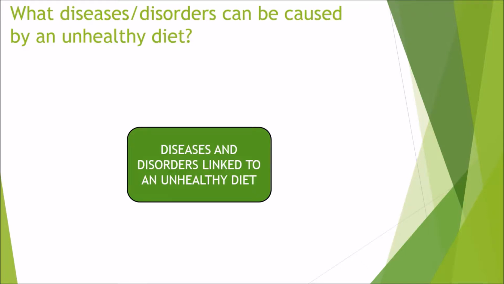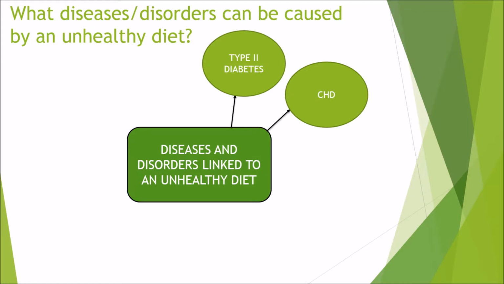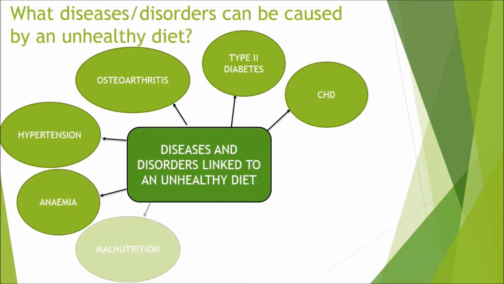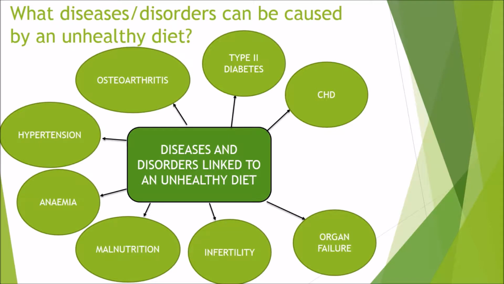Okay, so let's see what answers you got. Did you get CHD, type 2 diabetes, osteoarthritis, hypertension, anemia, malnutrition, infertility, organ failure, or even cancer? If you've got at least some of these, give yourself a tick. If you've got some extras which I have not listed, well done to you.